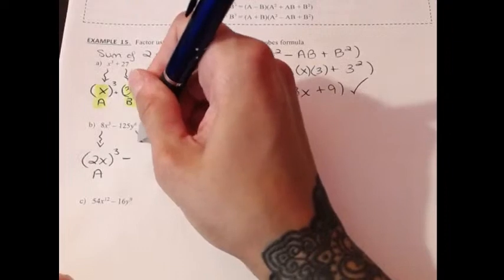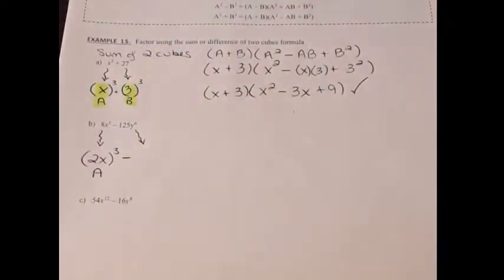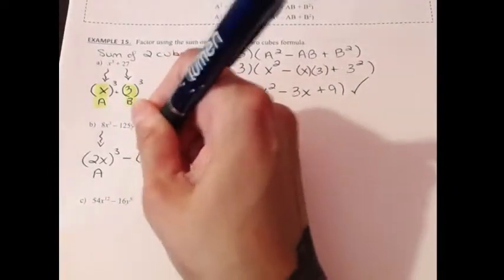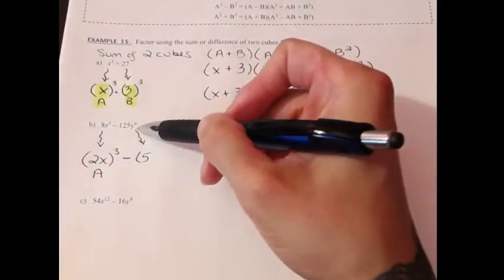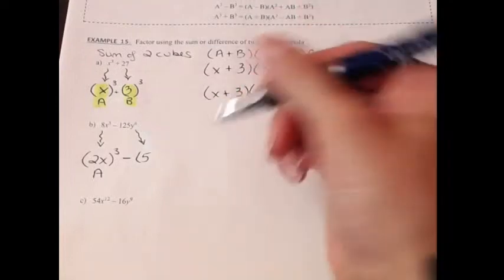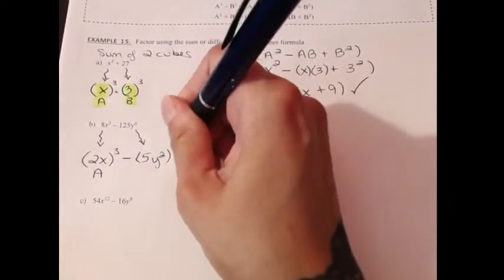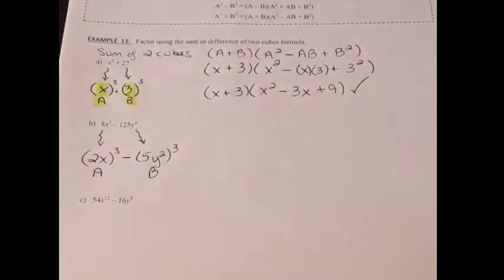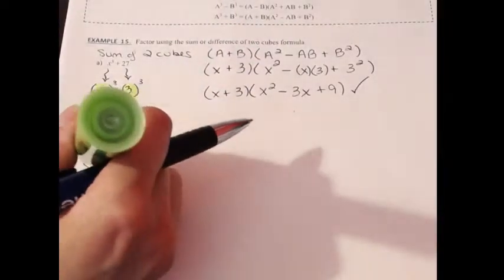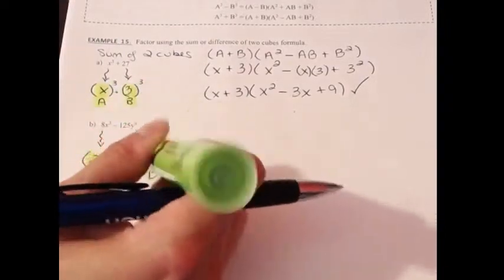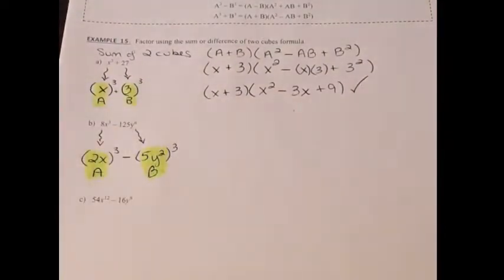Now, when we look at 125y to the sixth, hopefully we're not overwhelmed by that, but we know that 5 times 5 times 5 is 125. And we know that y to the second times y to the second times y to the second is y to the sixth. If you would like, please review your product rules for exponents. That way you are much more comfortable with that concept. I'm then going to highlight my A and my B. It's always going to be helpful. Take your time. Make sure you move through this slowly but efficiently.